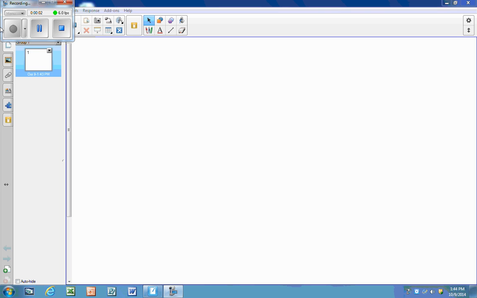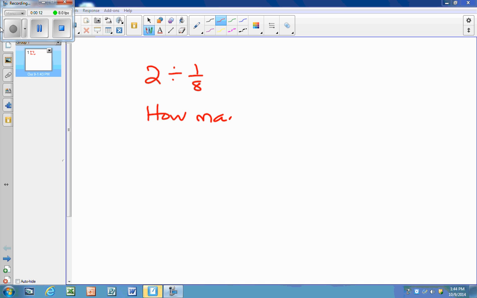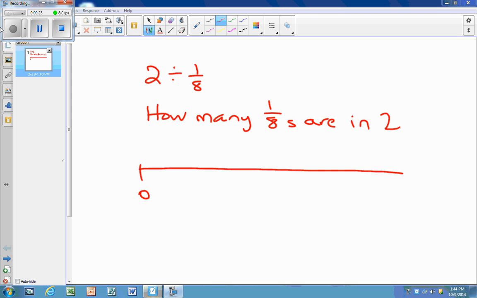Okay, so the first problem we have is 2 divided by 1/8, which means how many 1/8 are there in 2? How many 1/8 are in 2? So in your book, you have one number line, and it shows from 0, 1, 2, and your book keeps going, but all that we really need to worry about is up to the 2 because that's what we're starting with. That's what our dividend is.